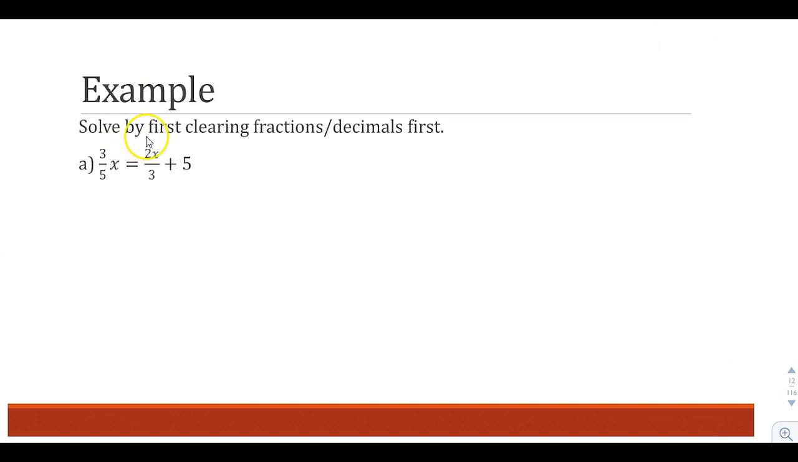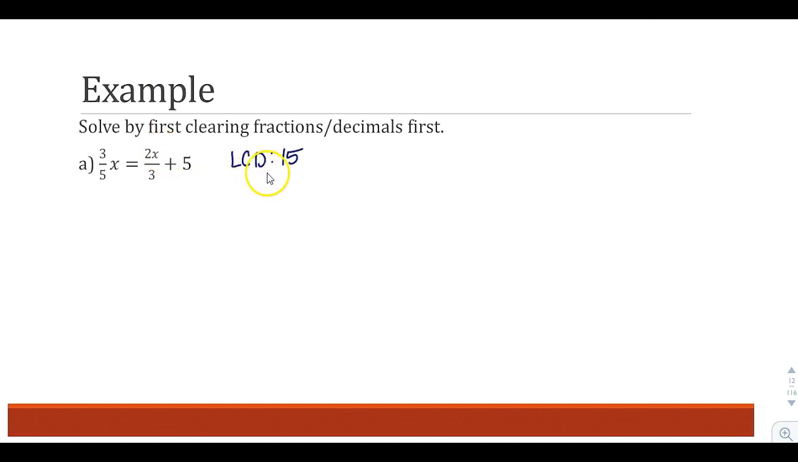So we're told here, solve by first clearing fractions or decimals first. So I have 3/5 x is equal to 2x over 3 plus 5. So we can see that our coefficients involve fractions. So what we can do is find the least common denominator of all fractions involved. Between 5 and 3, the least common multiple of these two numbers is 15. So that's the least common denominator. So I'm going to go ahead and write that the LCD is 15.